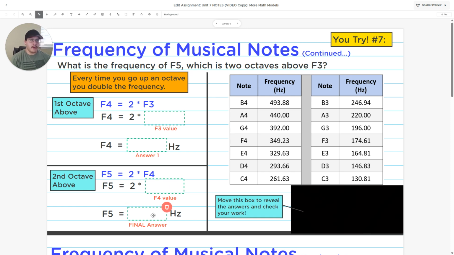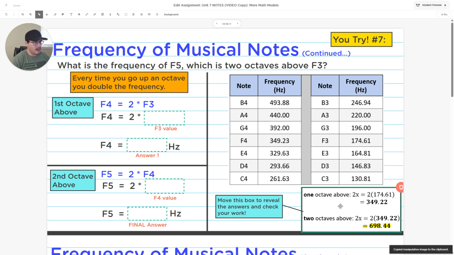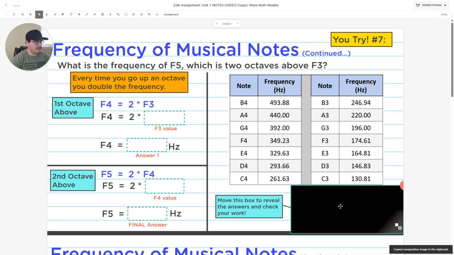So go through this problem on your own. Pause the video, see if you can figure it out. Move this box to see if... whoops. I already showed y'all the answer. Pretend y'all didn't see that. I was just fixing something right there. Move that box to check your answer to see if you did everything correctly. So again, pause the video, try this on your own. Otherwise, I'm going to show y'all what to do.